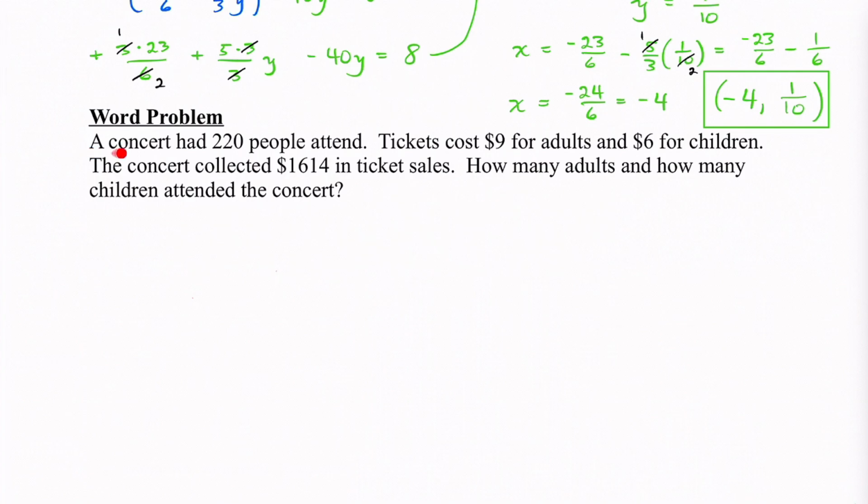So it says a concert had 220 people attend. Tickets cost $9 for adults and $6 for children. The concert collected $1,614 in ticket sales. How many adults and how many children attended the concert?